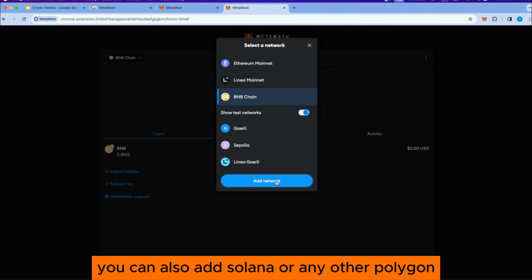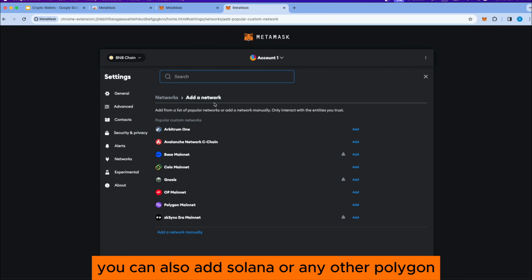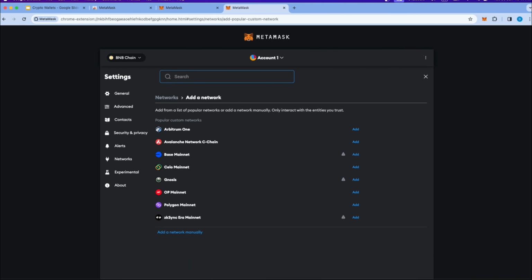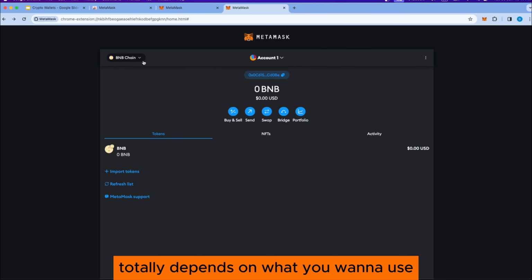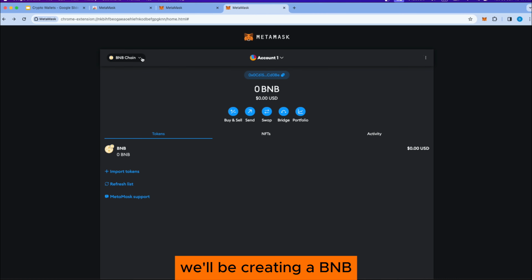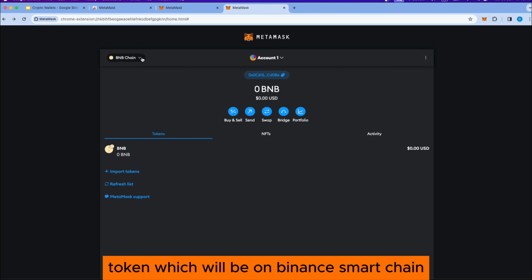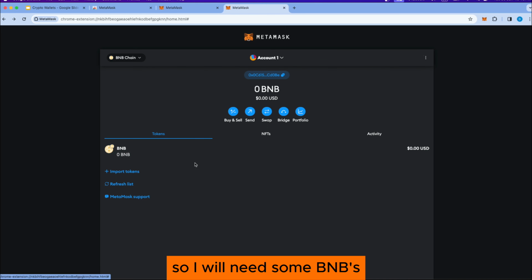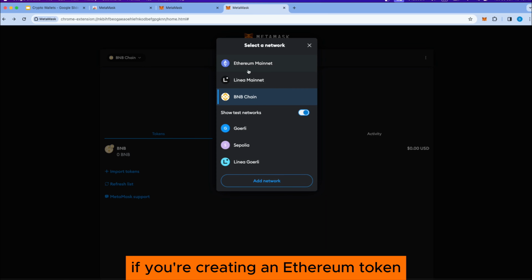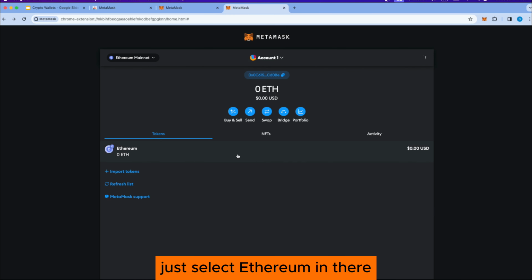You can also add Solana or Polygon, any other mainnet. Totally depends on what you want to use. In this example, we'll be creating a BEP20 token, which will be on Binance Smart Chain. So I will need some BNB. If you're creating an Ethereum token, just select Ethereum mainnet. You will need some Ethereum for gas fees and token creation.